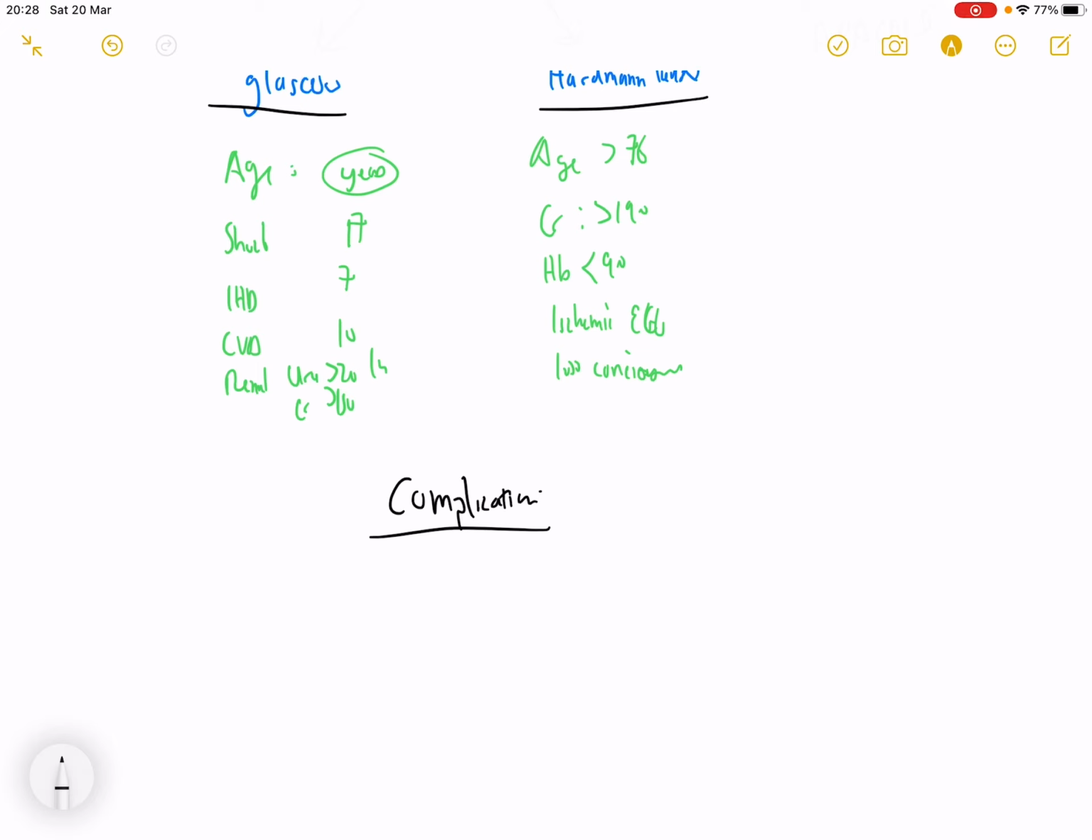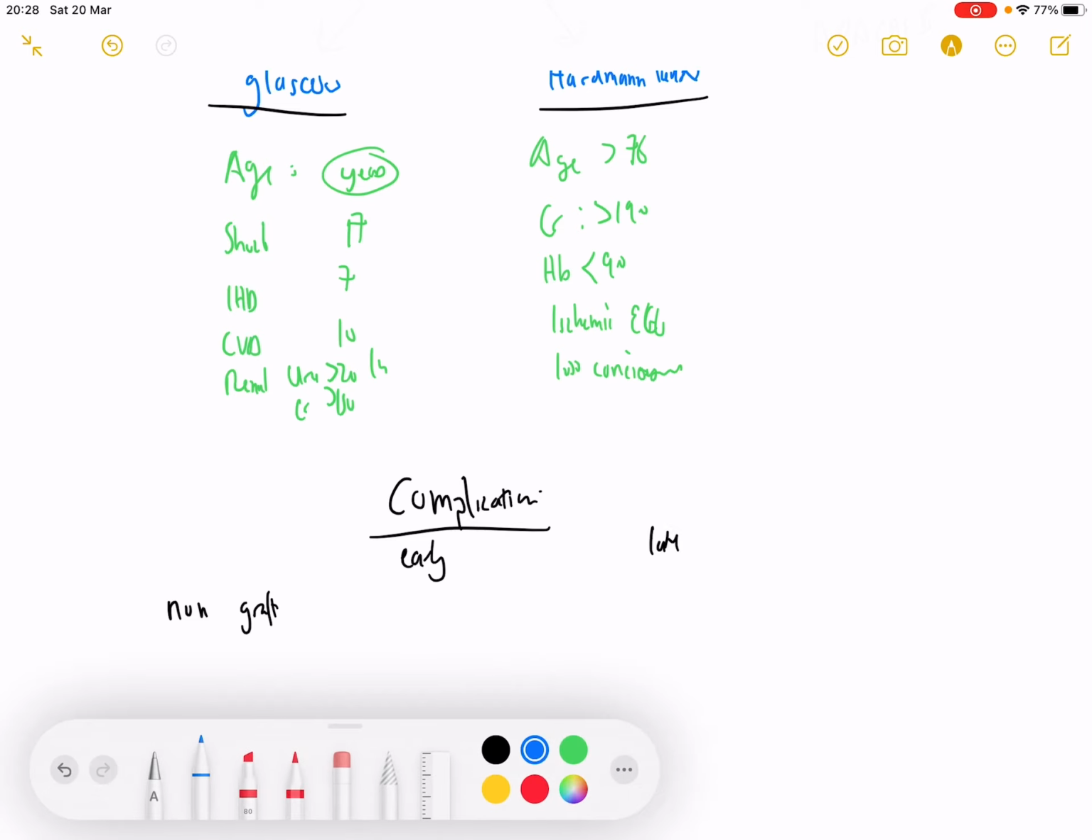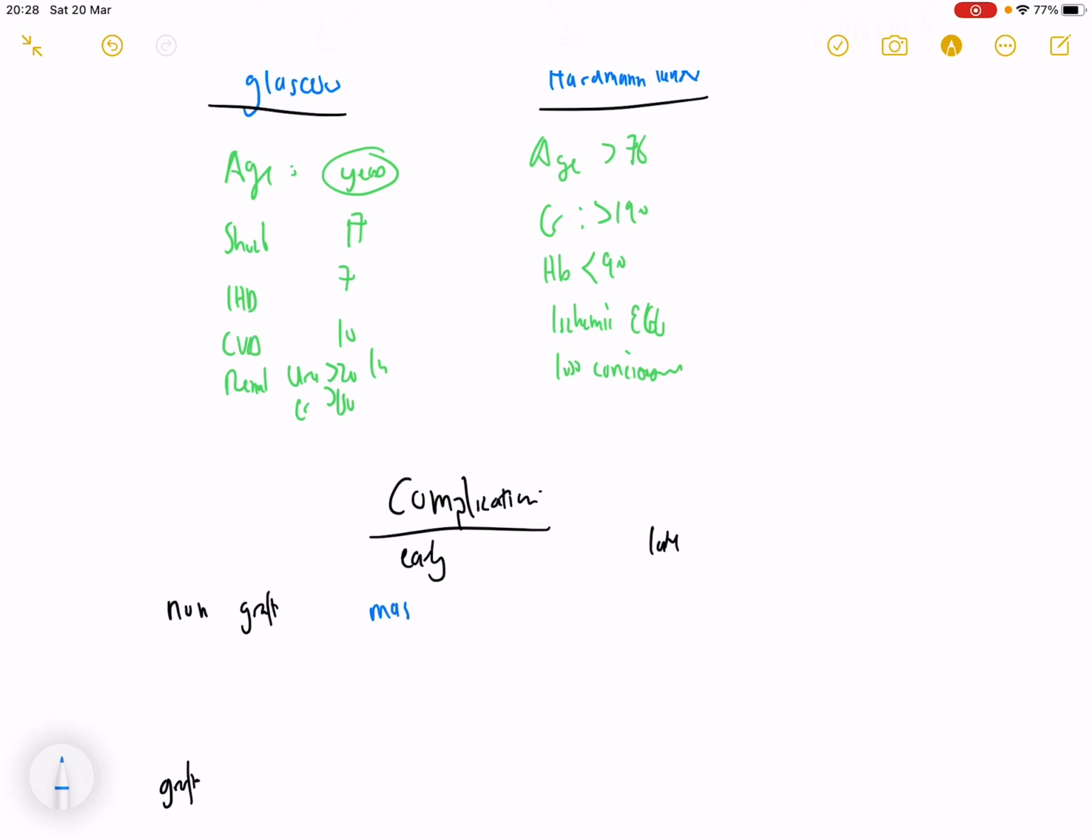So, complications. Well, we can think of these as non-graft and graft, and we can think of them as early or late. So non-graft, well, you're going to give them a massive transfusion. There's a risk of distal emboli and ischemia of branches such as AKI and pancreatitis, and you may get an endoleak.